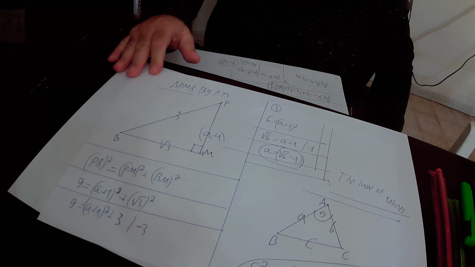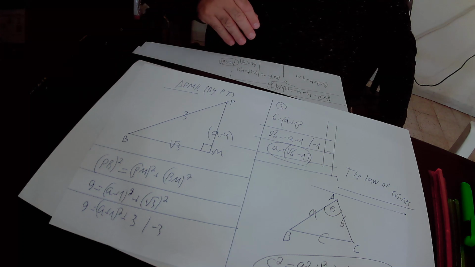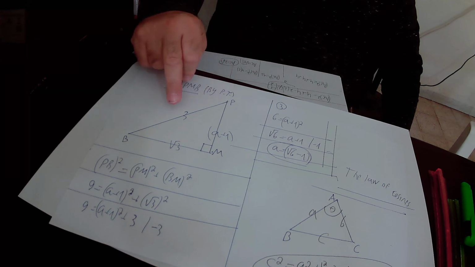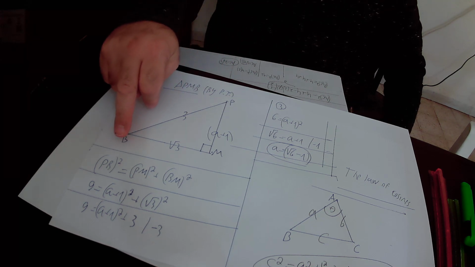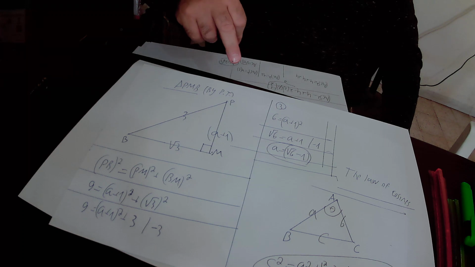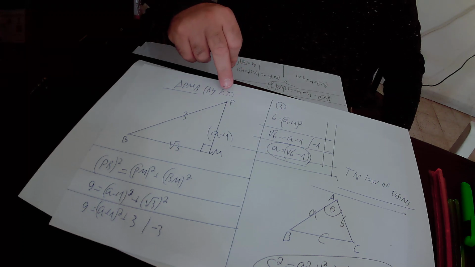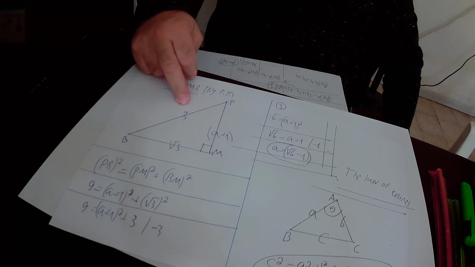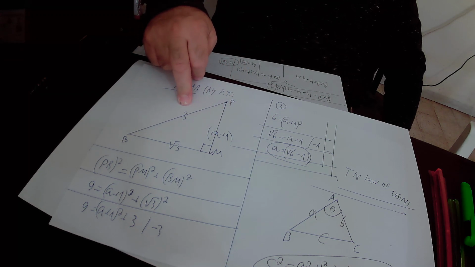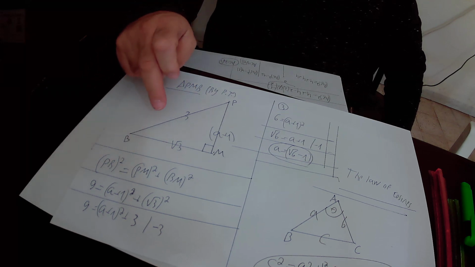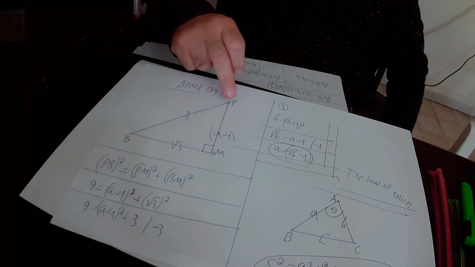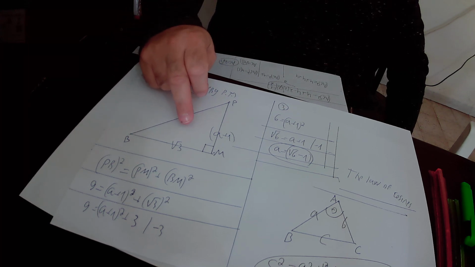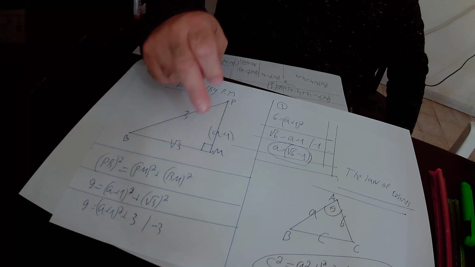According to the Pythagoras theorem, in any right triangle, the square of the hypotenuse equals the sum of the squares of the perpendiculars. The hypotenuse in this right triangle is PB, therefore the square of the hypotenuse is PB square, and it must be equal to the sum of the squares of the perpendiculars. That is to say, it must be equal to PM square plus BM square. PB is the hypotenuse, PB is 3, therefore PB square is 9, plus PM square. PM is A plus 1, therefore PM square is A plus 1 square, plus BM square. BM is square root of 3, therefore BM square is square root of 3 square.